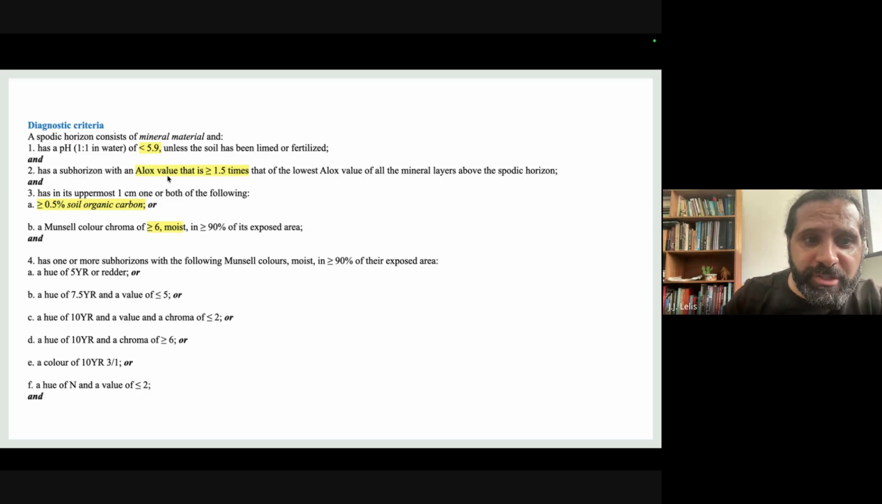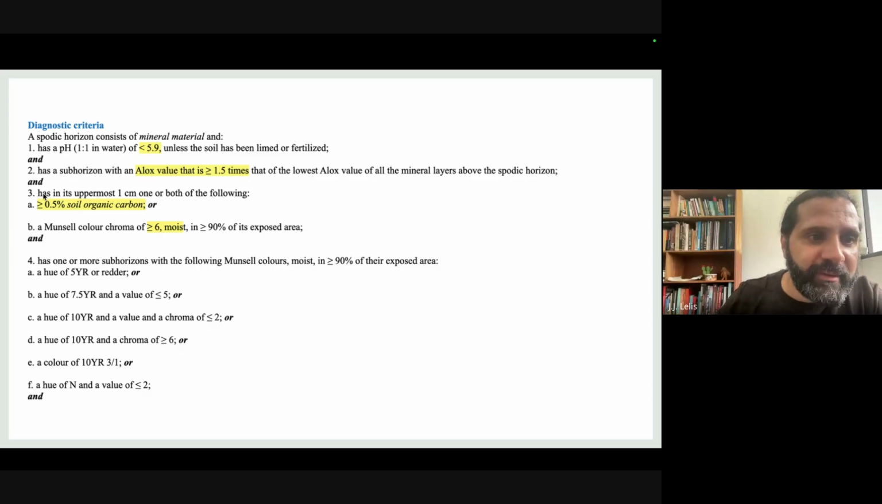So it should register an aluminum value that's equal to or 1.5 times higher than the lowest aluminum content extractable by ammonium oxalate of all mineral layers above the spodic horizon. So when I compare the aluminum content between the spodic horizon and these overlying horizons, this content in the spodic horizon should be 1.5 times equal or higher, okay, than this.